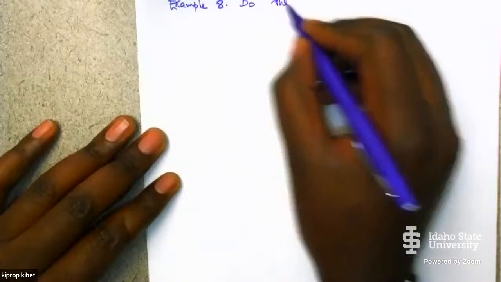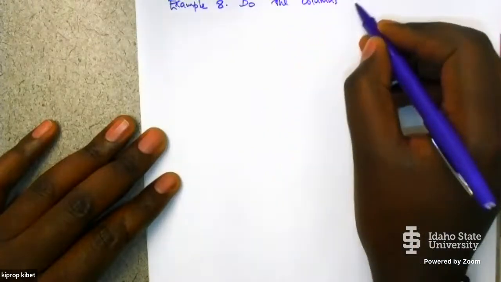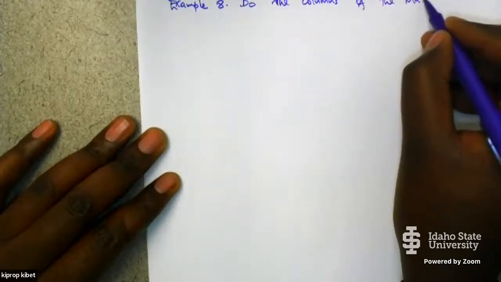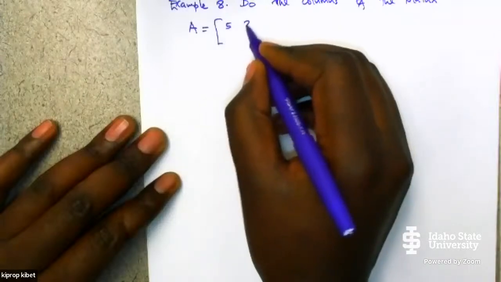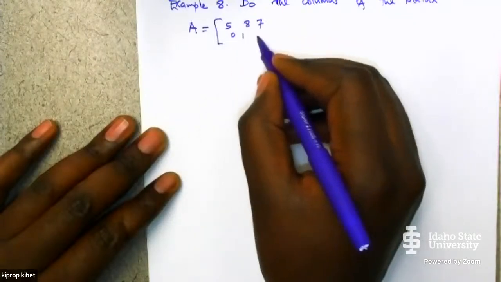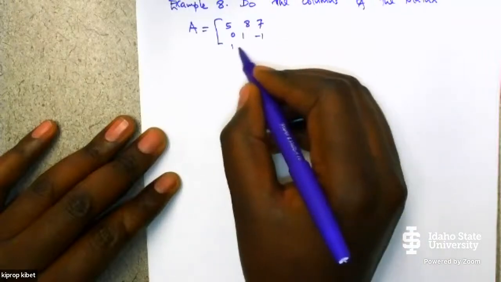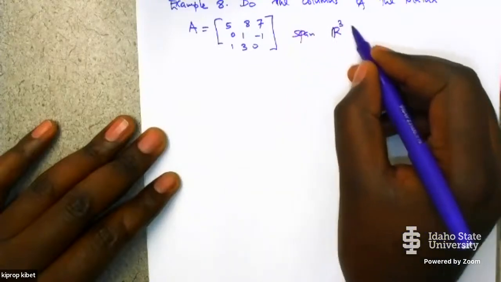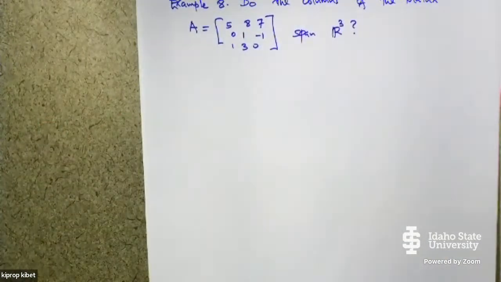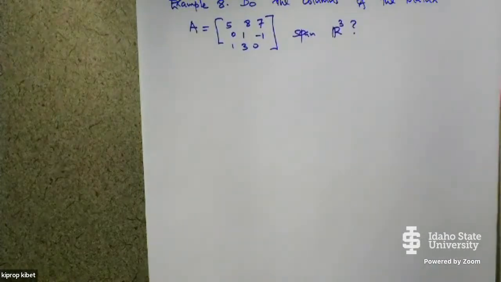Do the columns of the matrix A equals 5, 8, 7, 0, 1, -1, 1, 3, 0 span R3? So we want to see whether the columns span R3.